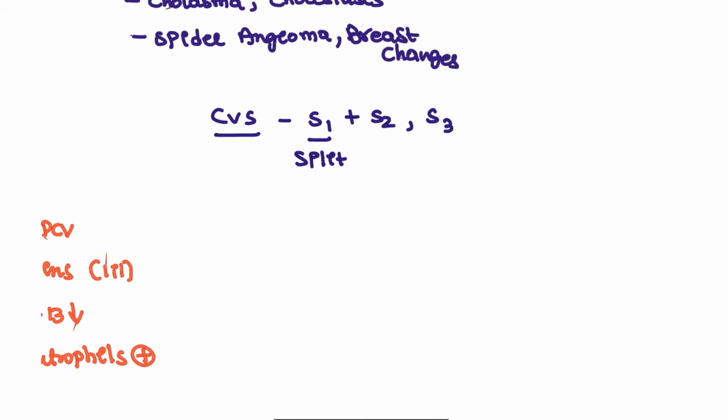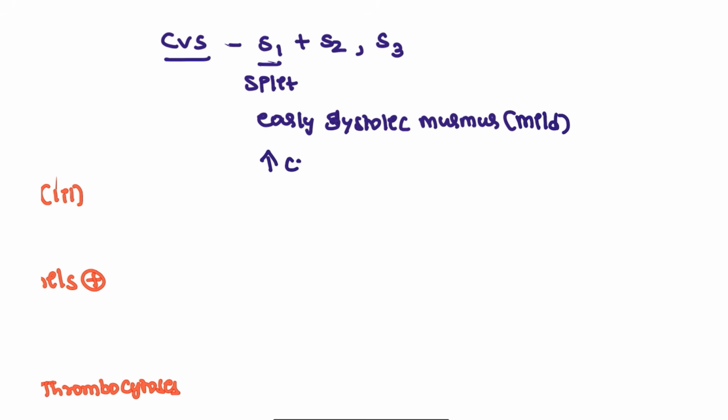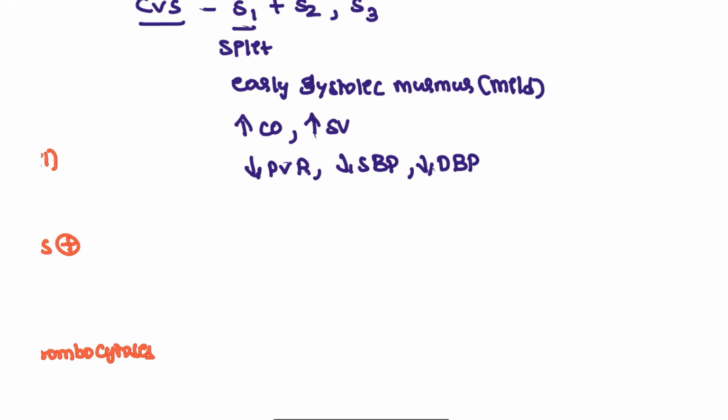And coming to the murmur, there is an early systolic murmur. Most of the time this early systolic mild murmur is normal in these patients. Cardiac output is increased, and as the stroke volume is increased, peripheral vascular resistance is decreased, and so the systolic blood pressure and the diastolic blood pressure are decreased in these patients. So if the patient is more progressed in AOG, we will consider whether the BP is increased or not. It has to be decreased physiologically.